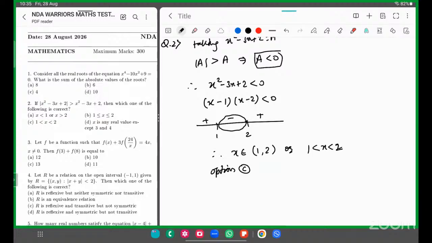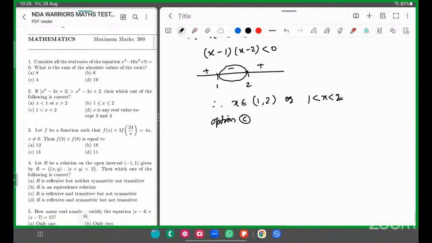Next, let f be a function such that f of x plus 3 times f of 24 by x is equal to fx. Then we have to find f of 3 plus f of 8. See, in order to find f of 3 and f of 8, we must have the values of f of x first. So we will try to find out the value of f of x first. This is our first target. How we can do it?